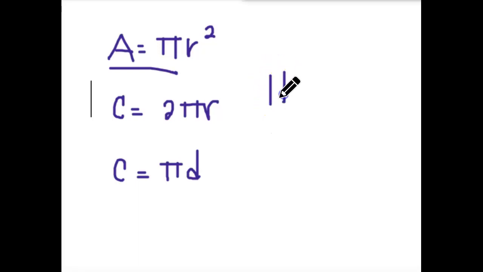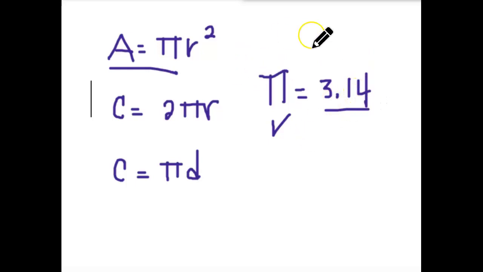Sometimes a problem changes pi into 3.14, and sometimes it keeps it in terms of pi, and sometimes they'll let you use a calculator without turning it to 3.14. Just press the pi and compute it. It depends on what grade level you are. Again, the formula is pi r squared for the area, and for the circumference is pi times the diameter. Let's look at some problems.